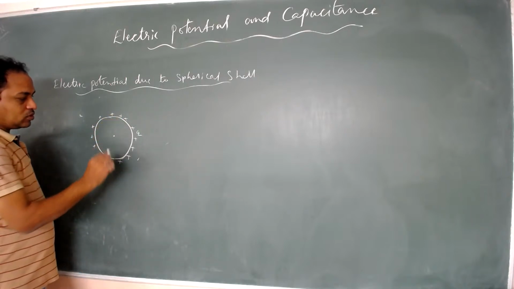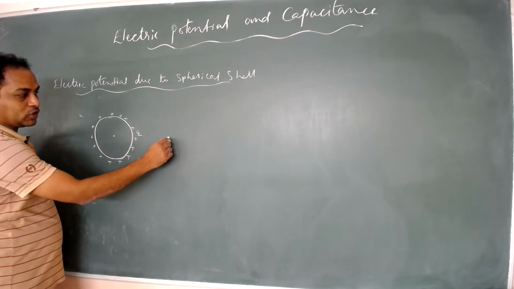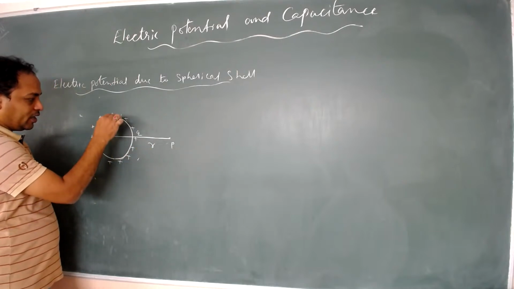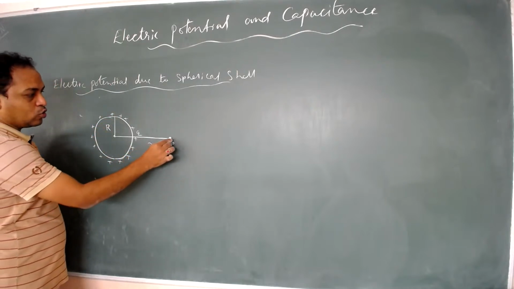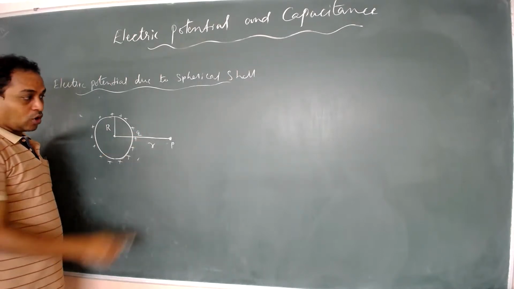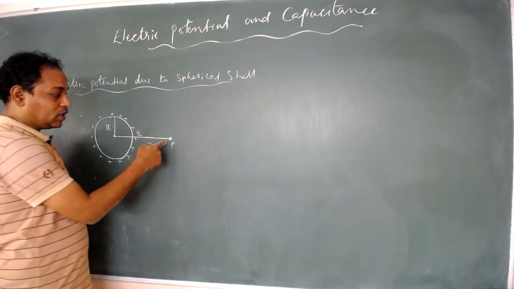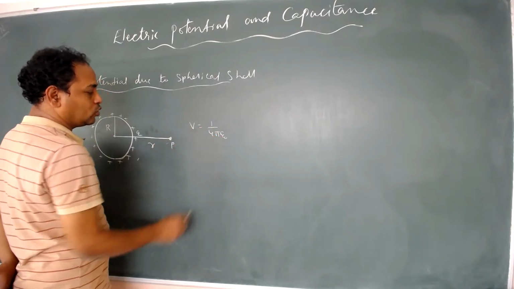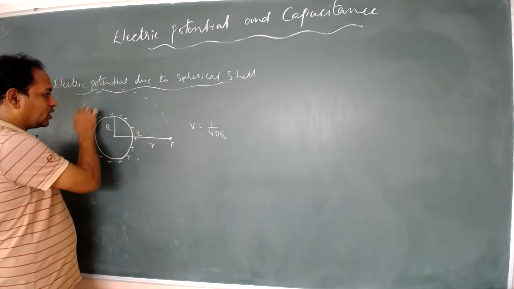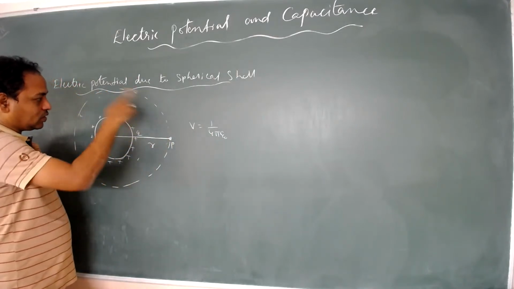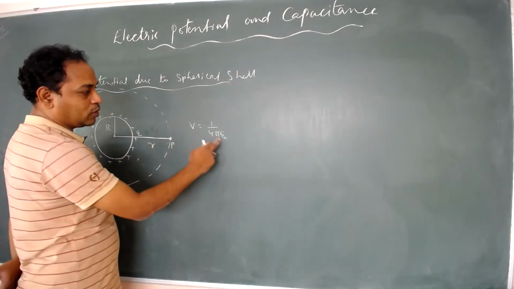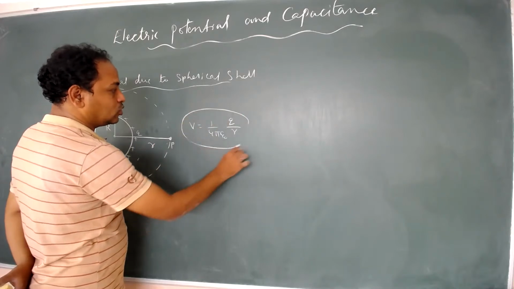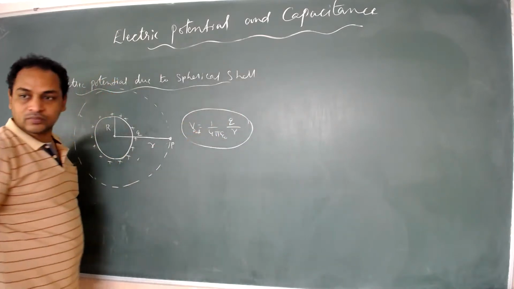Now there are several possibilities. What is the electric potential at a point P, which is at a distance, say, small r? Here the radius is, say, capital R. The point is outside the shell. तो outside में कितना electric potential है? Electric potential at this point is given by V is equal to 1 by 4 pi epsilon naught into, ये surface के अंदर कितना charge है वो देखना. ये Q है ना. So 1 by 4 pi epsilon naught into Q by this distance r. So this is the electric potential outside.